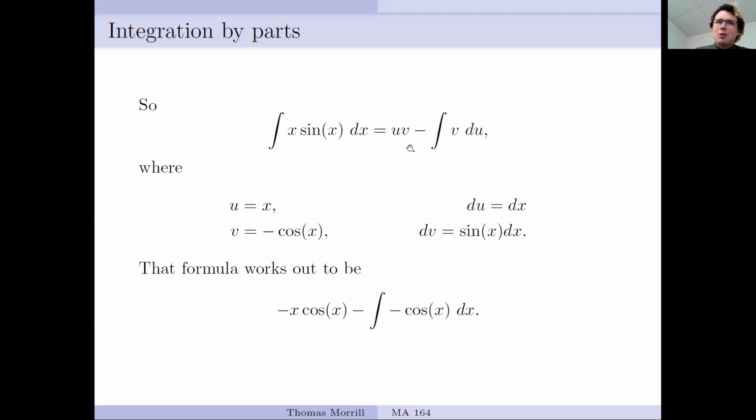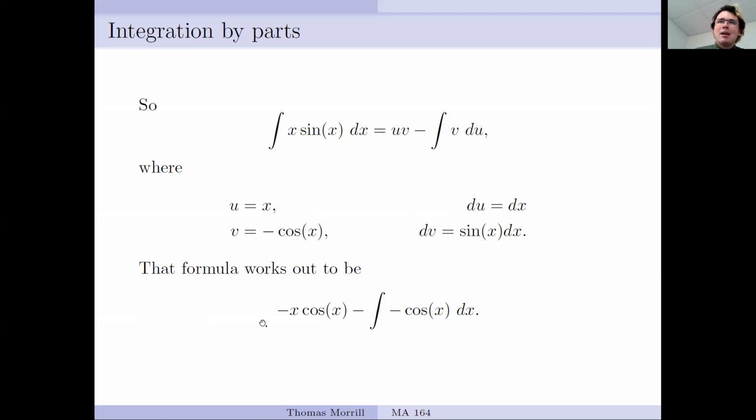First part of the recipe, u times v. So I have x and I have minus the cosine of x. I've gone ahead and written them down here as minus x times cosine of x. The order of the multiplication doesn't actually matter, but it's nice to put that minus sign out in the front just to make it easier to read the equation.